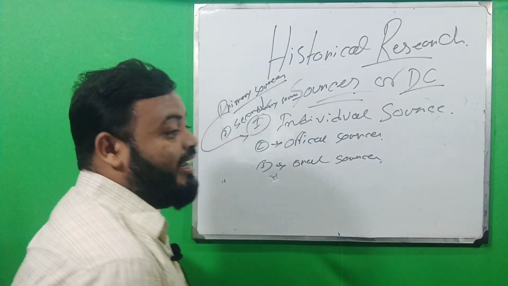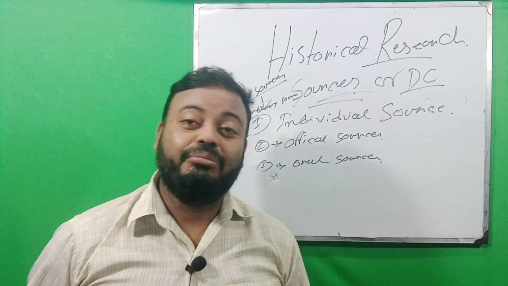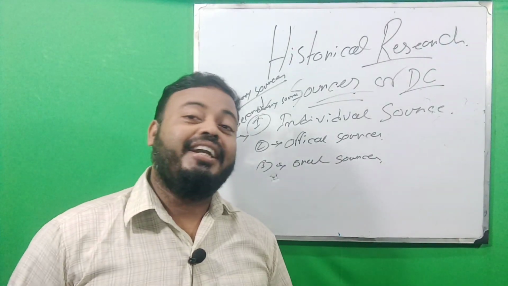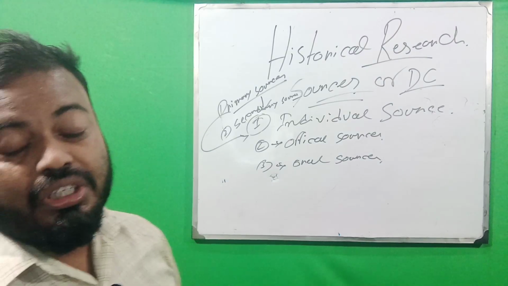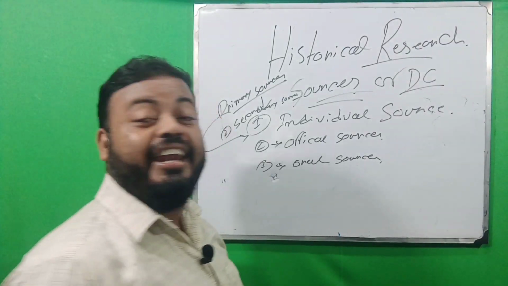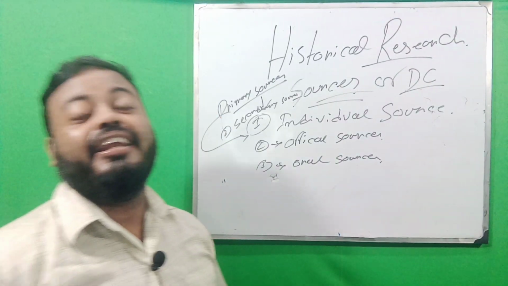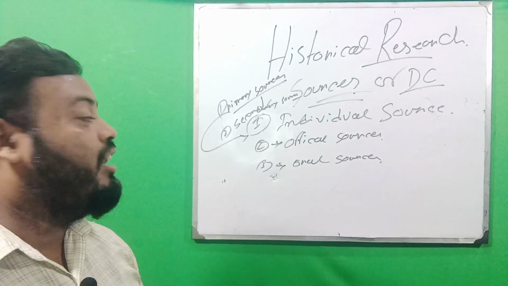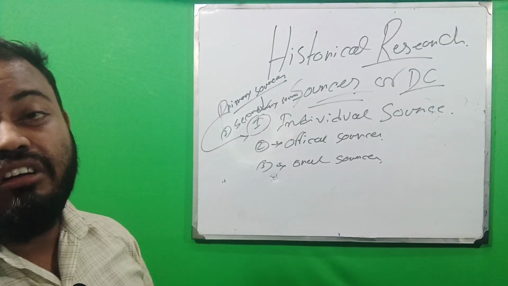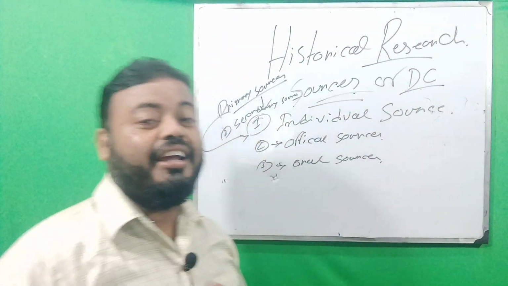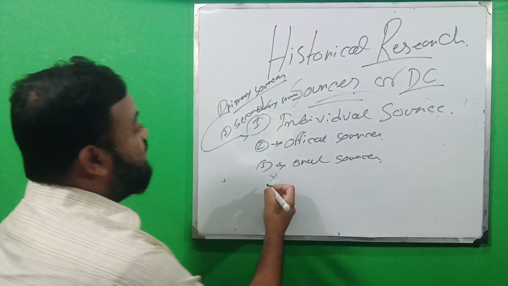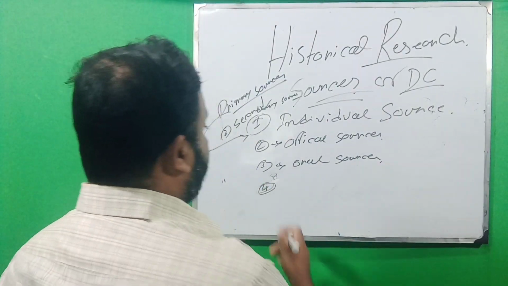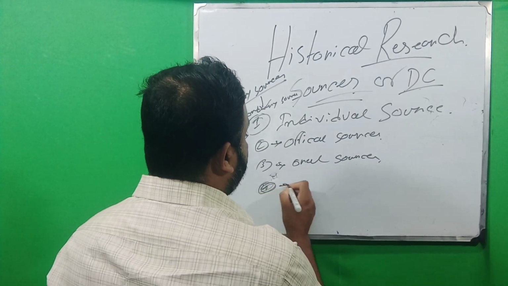Number three is the oral source. When a researcher collects data from the oral perspective or oral venue, it is called the oral source. Oral source of any family background, like any poet, etc. Those are the oral sources of primary data collecting. Next, number four is instrumental source.